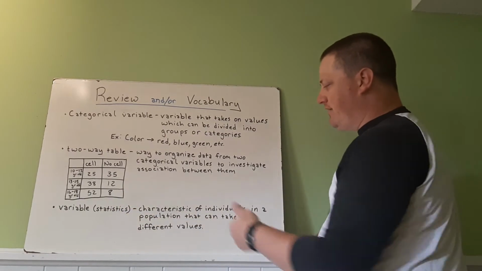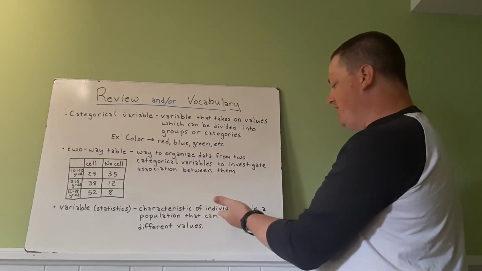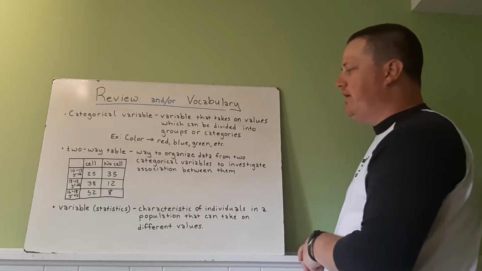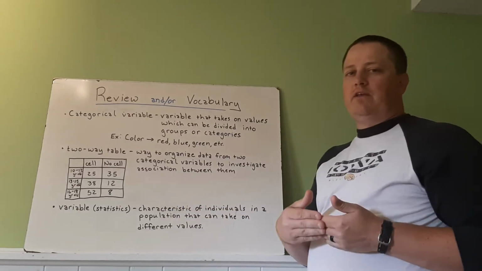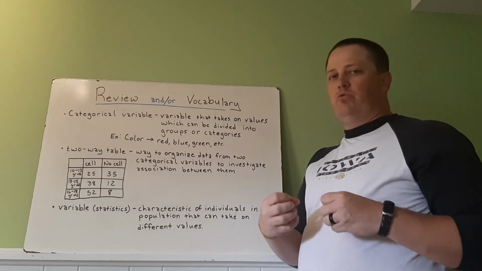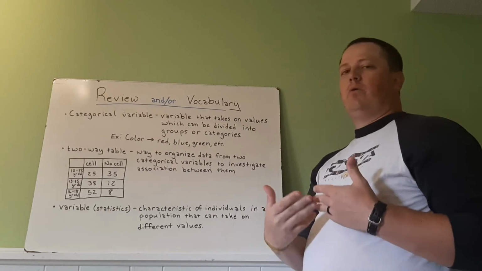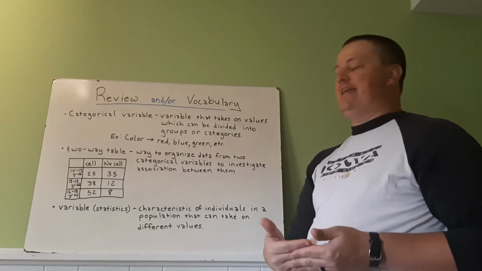Variable statistics. Characteristic of individuals in a population that can take on different values. So what we're going to be doing here is we're going to identify something, a variable, and then we're going to ask questions about it to get data.